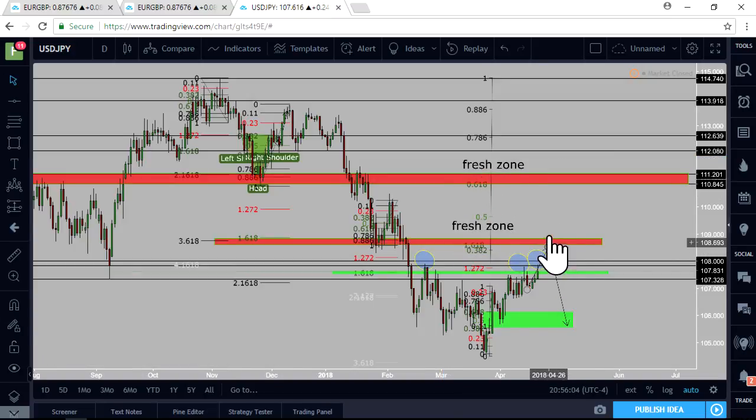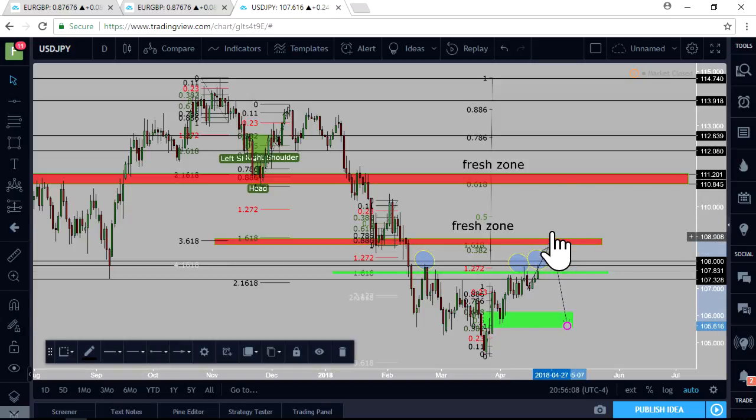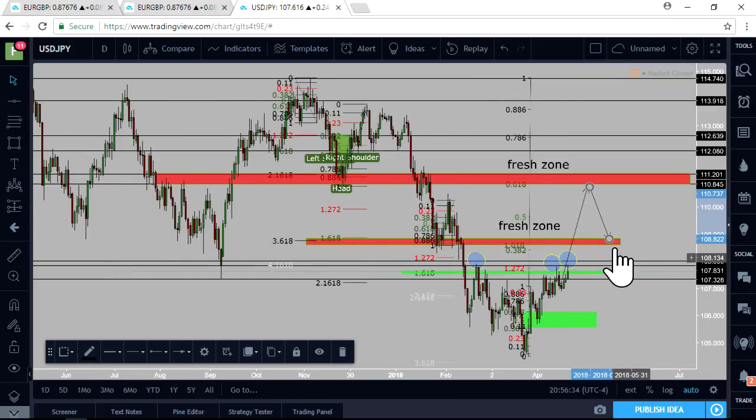Could we break this level? It's a possibility that this market could say, hey, listen, something can happen and this might not be a strong zone. This market could go all the way up to this level here, and then come back down to this level. We could see that market shoot up to 110.